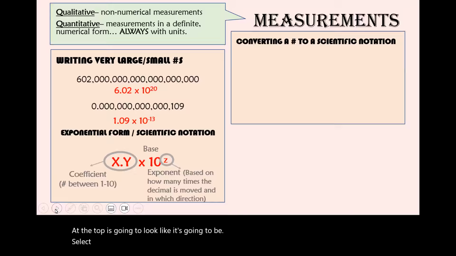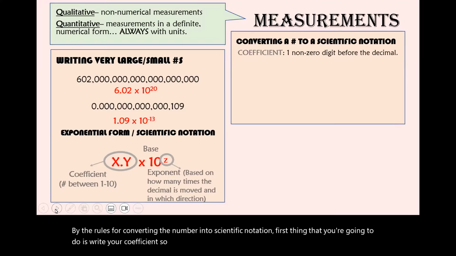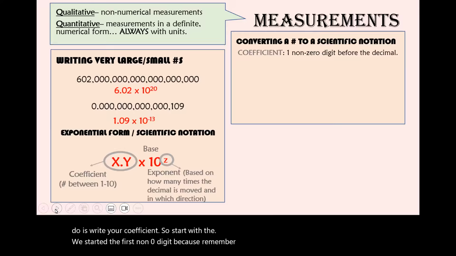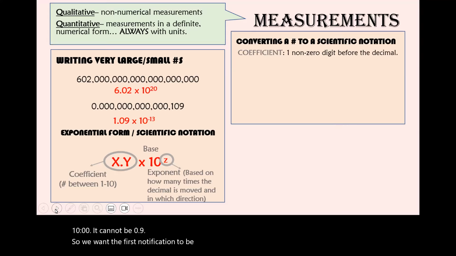So let's talk about the rules for converting a given number into scientific notation. The first thing you're going to do is write your coefficient. So we start with the first non-zero digit, because remember, this number has to be between 1 and 10, so it cannot be 0.9 or something. So we want the first non-zero digit to be before the decimal. Then we put a decimal, and then we keep writing the numbers until we have the last non-zero digit. For example, in the 602 number, our first non-zero digit is 6, and the last non-zero digit is 2. So we have to write 6.02 in our coefficient.